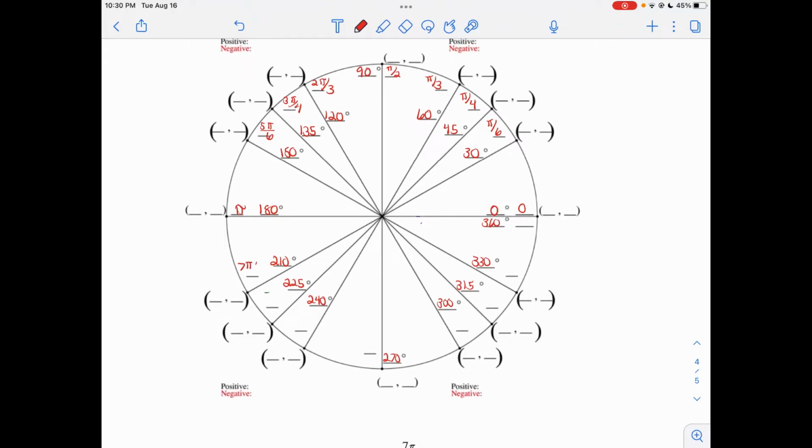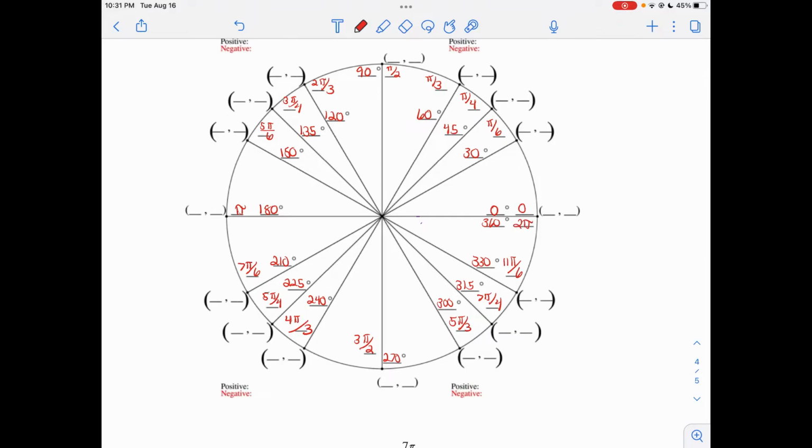210 degrees is 7 pi over 6. 225 degrees is 5 pi over 4. 240 degrees is 4 pi over 3. 270 degrees is 3 pi over 2. 300 degrees, 5 pi over 3. 315 degrees, 7 pi over 4. 330, 11 pi over 6. And last but not least, 360 degrees is equal to 2 pi.